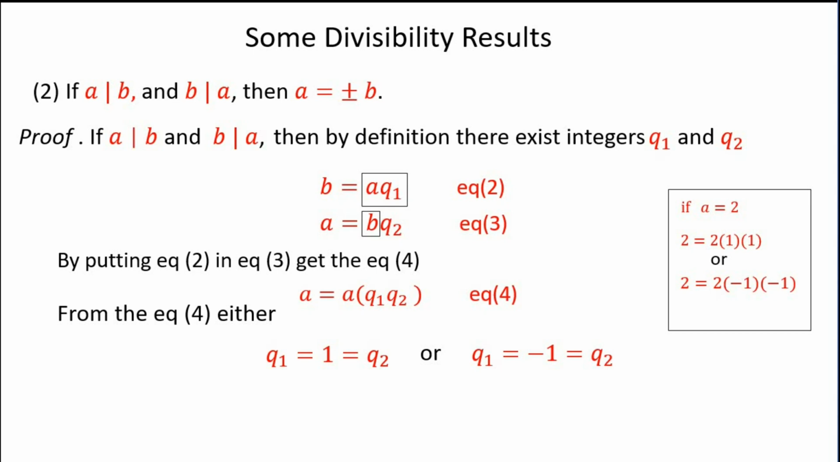No other integers has a multiplicative inverse in the set of integers. So a is equal to plus minus b. Hence the required result is true.